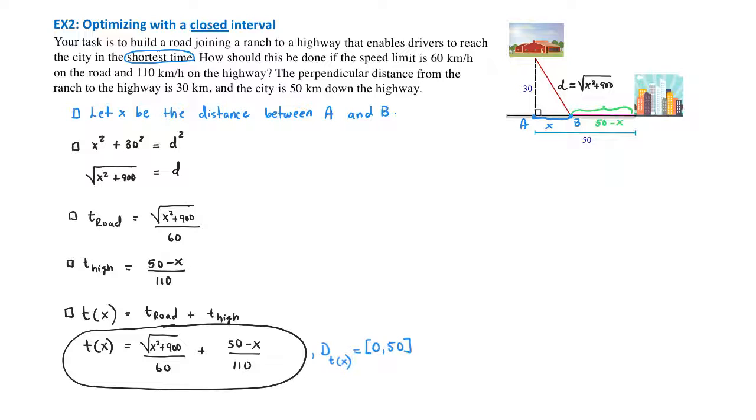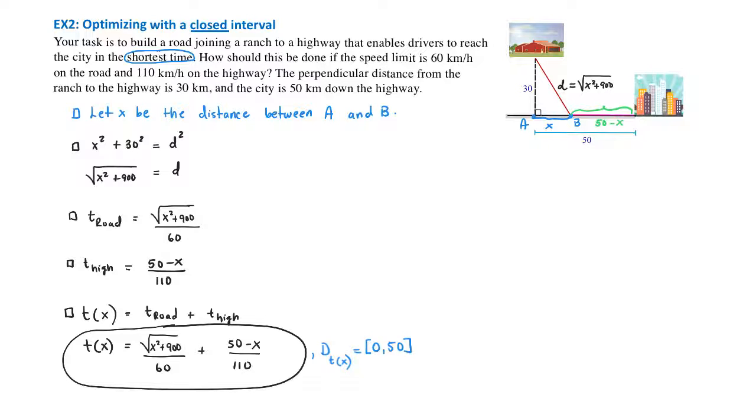Now I want you to notice that my function t of x is continuous in this domain. There are no variables in the denominators. We only have 60 and 110. The variables are on top. And inside of the radical, x squared plus 900 is always positive, no matter what x is equal to. And over here, 50 minus x, well, x is going to go as far as 50, so 50 minus x goes all the way from 0 to 50 as well. So there's nothing of a problem within these two terms as x ranges from 0 to 50. So t of x is beautifully continuous in its domain.